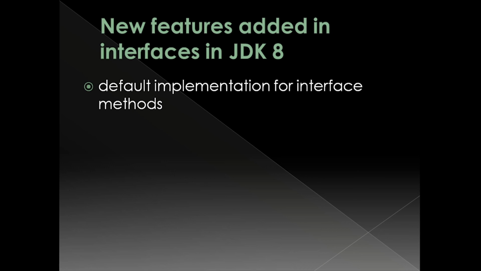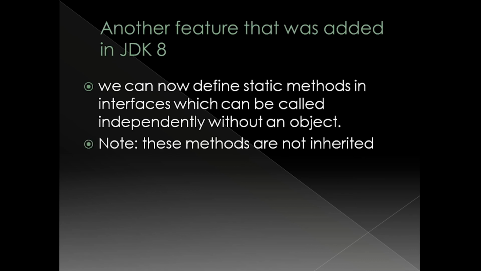The old code will not work as the classes have not implemented those new functions. So with the help of default implementation, we will give a default body for the newly added functions. Then the old code will still work. Another feature that was added in JDK 8 is we can now define static methods in interfaces which can be called independently without an object. And note that these methods are not inherited.